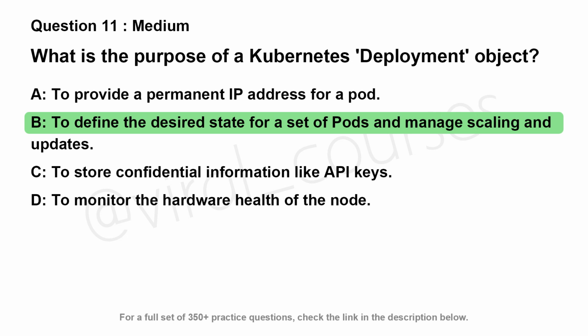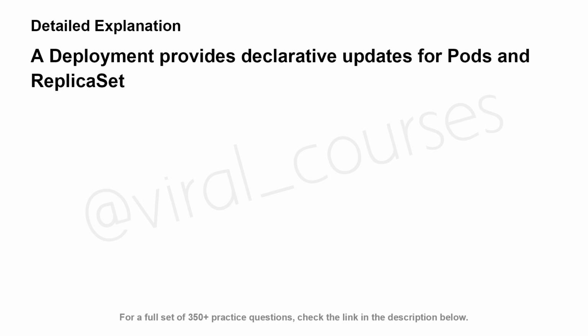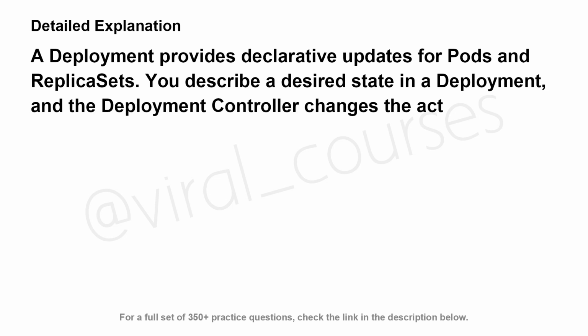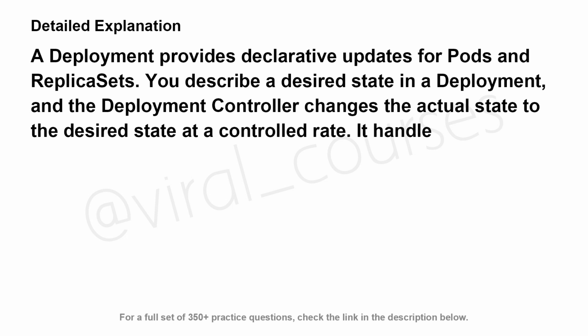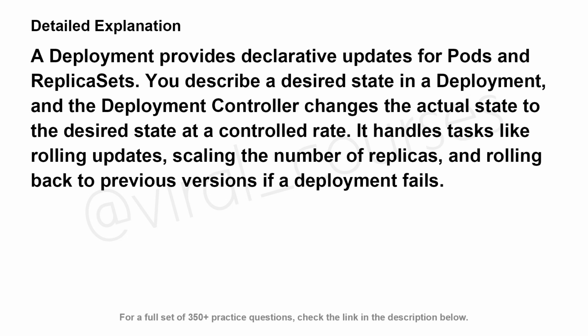The correct answer is B. A deployment provides declarative updates for pods and replica sets. You describe a desired state in a deployment, and the deployment controller changes the actual state to the desired state at a controlled rate. It handles tasks like rolling updates, scaling the number of replicas, and rolling back to previous versions if a deployment fails.